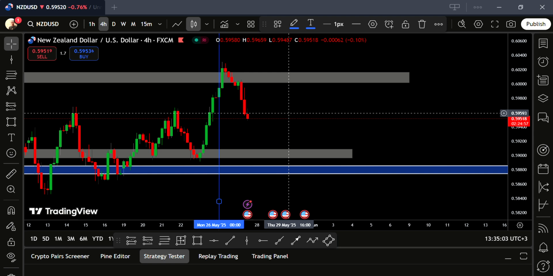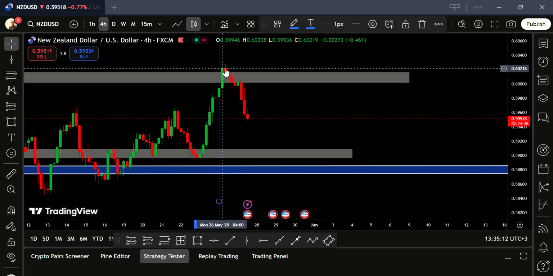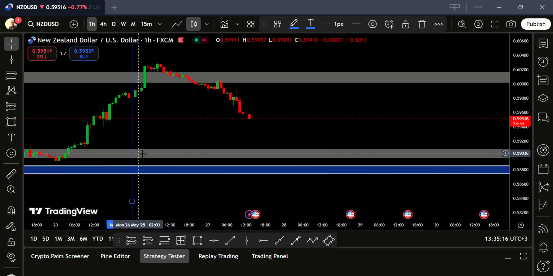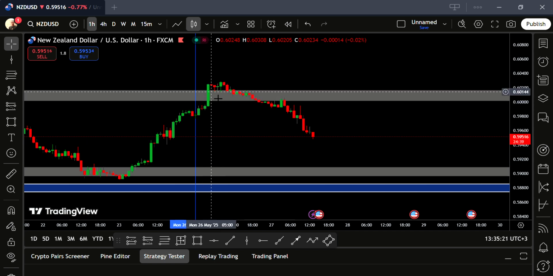Regardless of the color, it might be green, it might be red. As long as you see rejection and then you see a pin bar, that is another sign that we are going to reverse. So now you see a pin bar on the 4 hour. You drop down to the 1 hour. What do you see on the 1 hour? You see that there was a pin bar already before even the 4 hour one came. There was a pin bar already here.